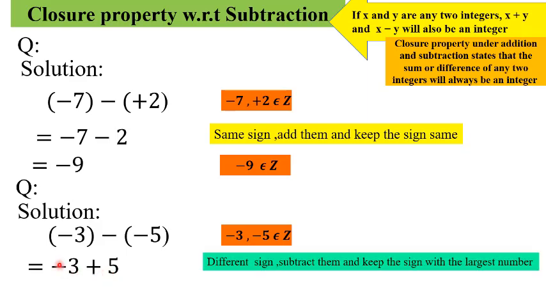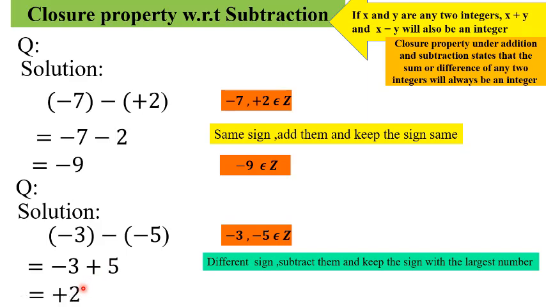Yes, minus 3 has minus sign. 5 has plus sign. That is, they have different signs. So we will subtract them, and with the answer, the sign of the largest number will be written. What is the largest number here? Yes, it is plus 5. So with the answer, we will write plus 2.